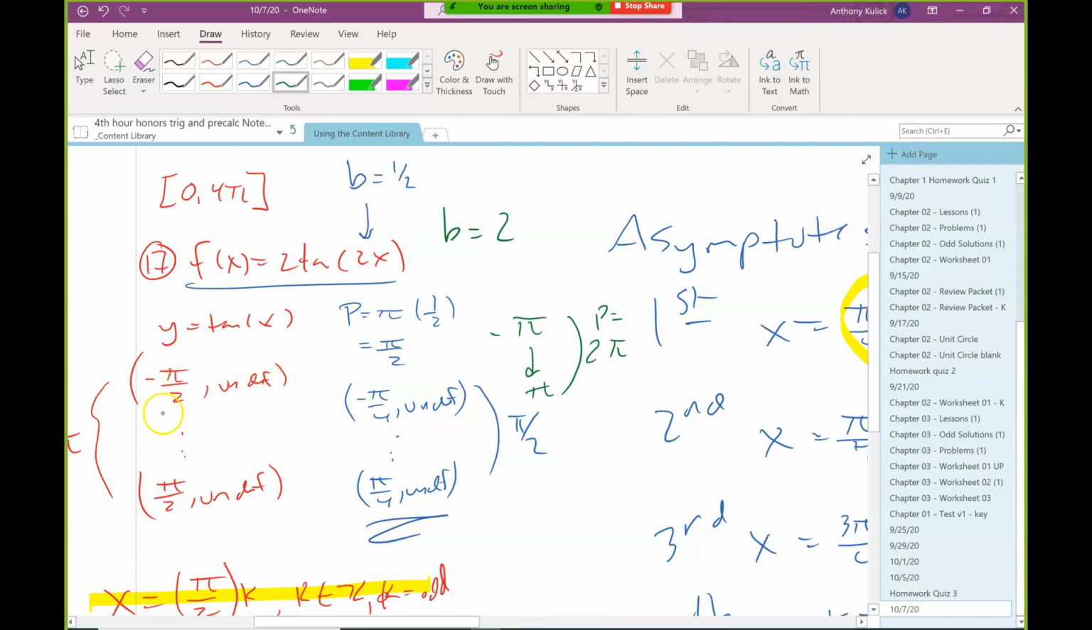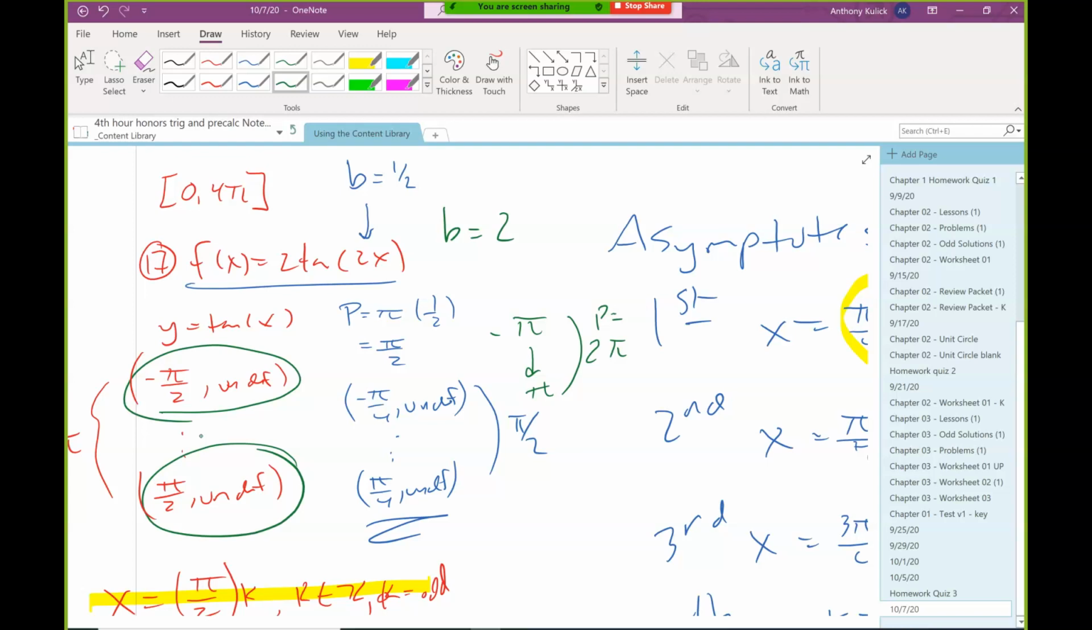What I did is I transformed the key points from tangent. So I multiplied the x-coordinate by b to get the new location for the asymptote. And because I have both asymptotes, I know the period also doubled. So basically, I just took the first asymptote that was inside of my range at pi, and then added 2 pi to it, my new period, to get 3 pi. And if I add 2 pi again, I'm outside of the range for the problem, so I'm done. So there's just 2 asymptotes.